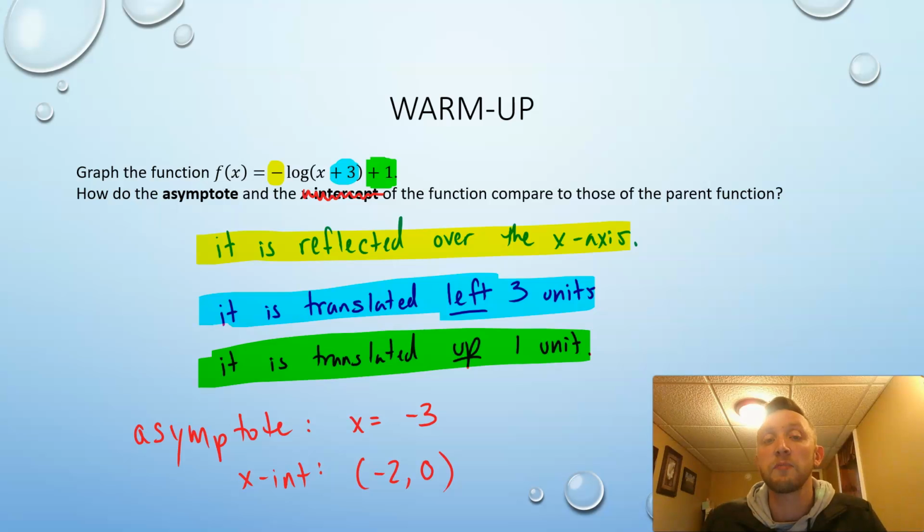The second thing that's taking place is that plus 3. Now remember, that means that it's going to move to the left 3 units, not to the right 3. It's going to move to the left 3 units. And that plus 1 means the graph is going to go up 1 unit.